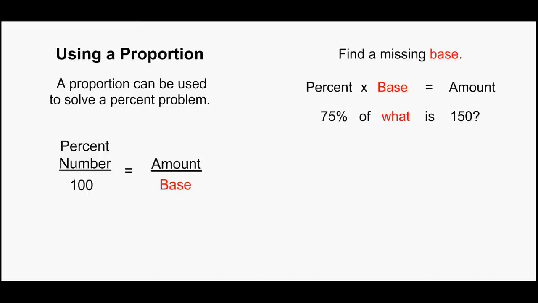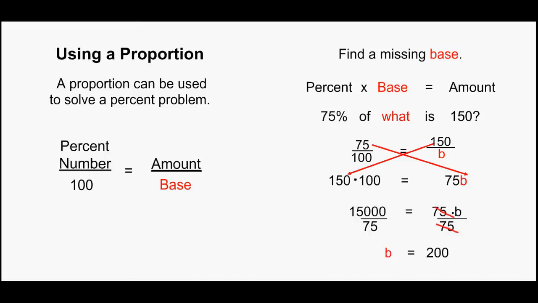We have the percent. 75% of what is 150? Write 75% as the fraction 75 over 100 equals 150 over B. Use cross multiplication. 150 times 100, 75 times B. 15,000 equals 75B. Divide both sides by 75. B equals 200. 75% of 200 is 150.